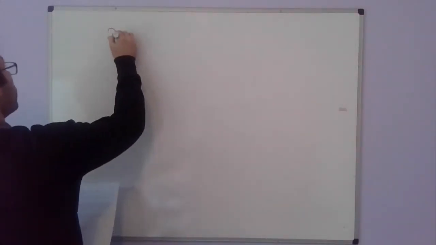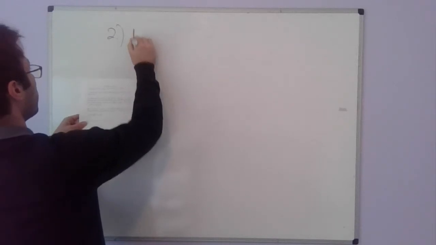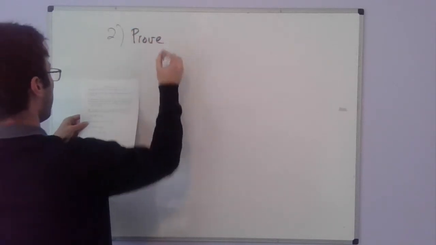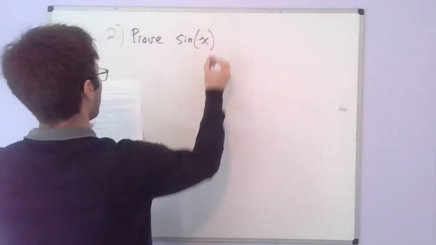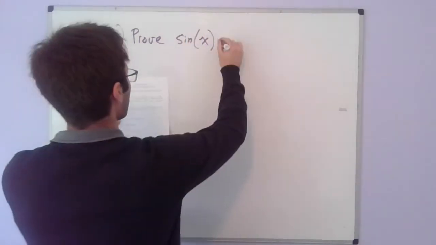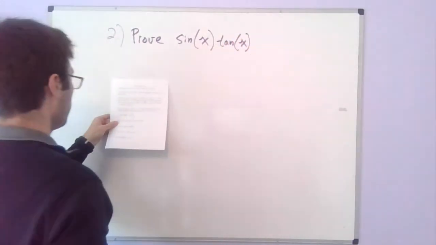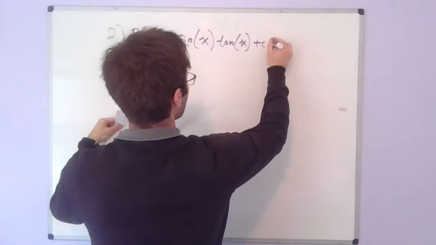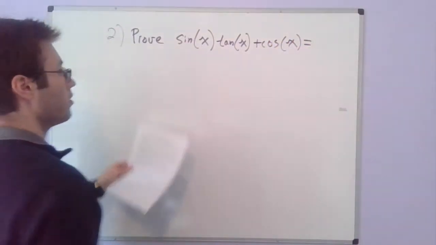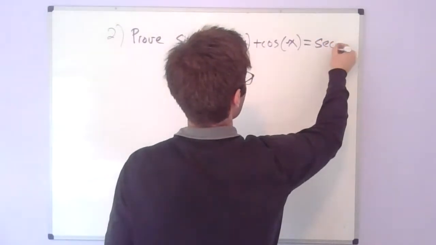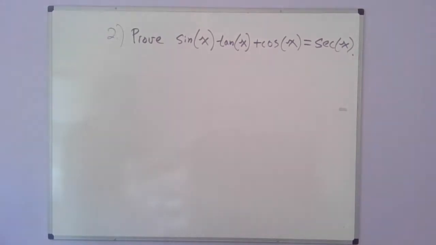We're asked to prove. So we're trying to prove, I'll write out the whole thing. Prove sine of theta. Actually, I keep saying theta. Let's switch it up. Sine of x times tangent x plus cosine of x is equal to secant of x. So we're asked to prove that.